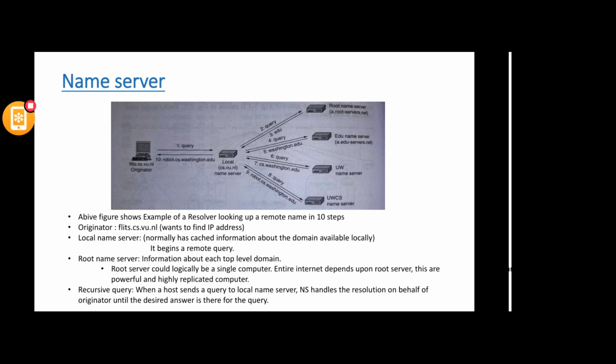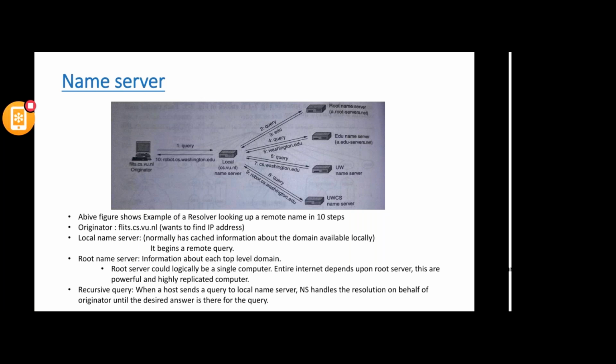If you consider this diagram, flits.cs.vu.nl is the originator. It wants to find out an IP address. What is meant by local name server? Normally it has cached information about the domain available locally. It begins a remote query. Now, what is the root name server? It has information about each top level domain.